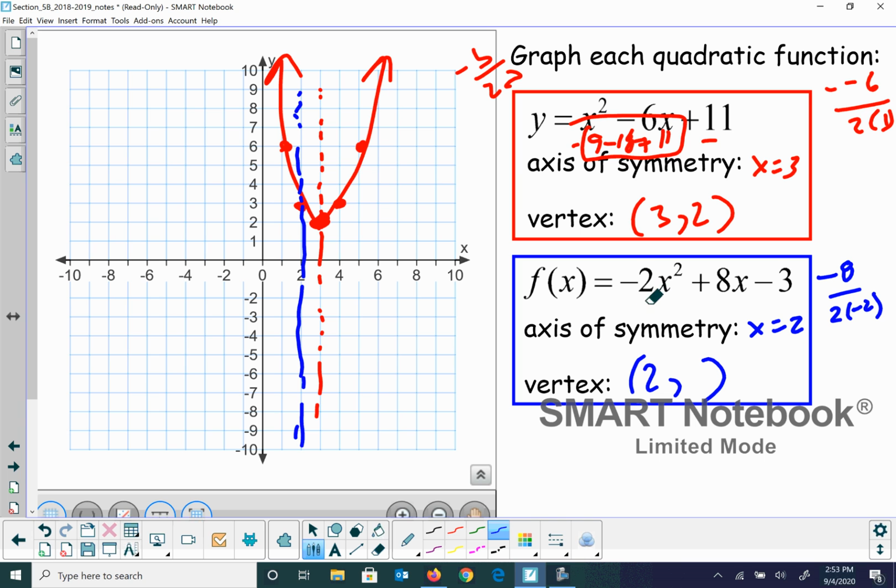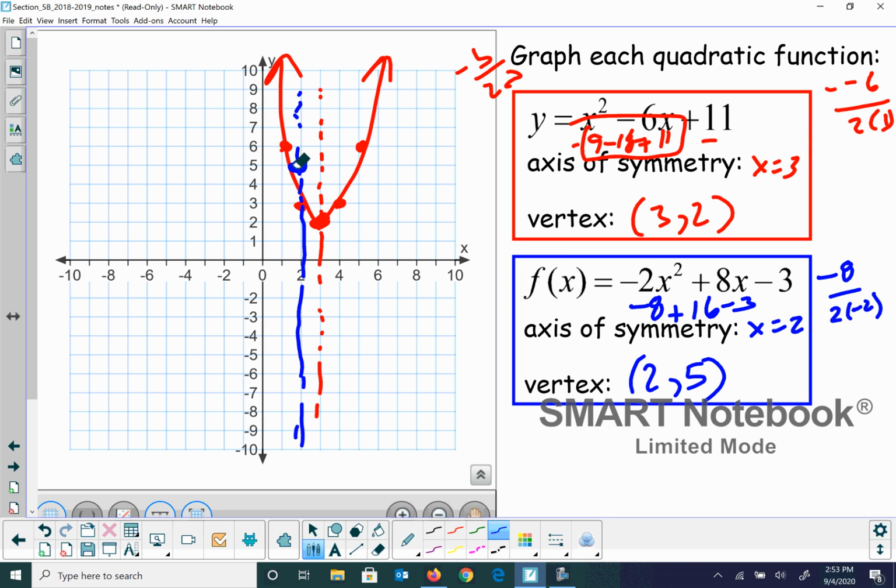So 2 squared is 4. 4 times negative 2 is negative 8. Plus 8 times 2 is 16, minus 3. So negative 8 plus 16 is 8. 8 minus 3 is 5. So 2 comma 5 is where my vertex lives on this blue one.